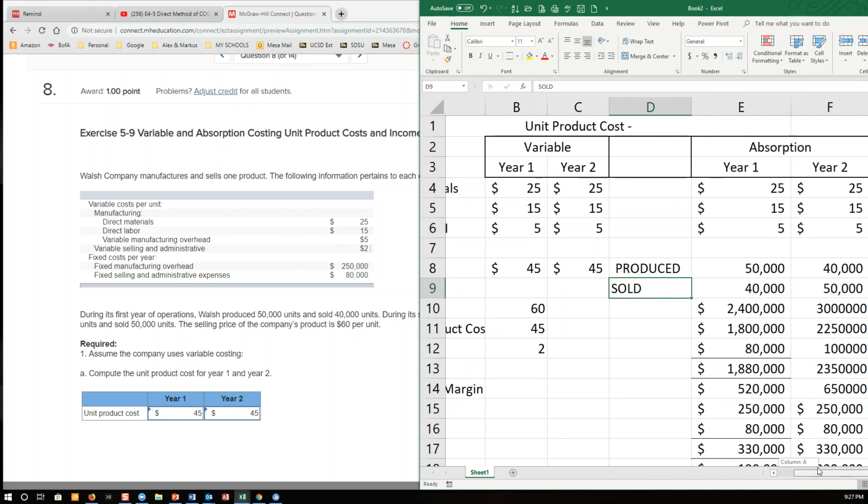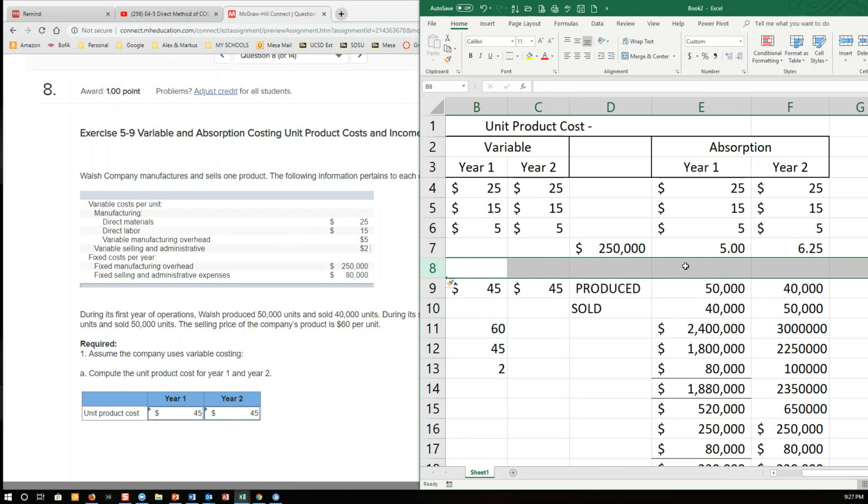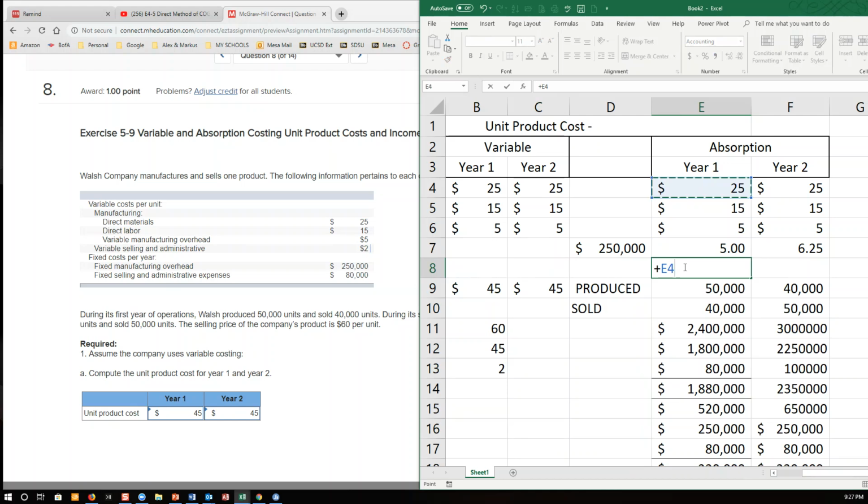So if my fixed manufacturing overhead is 250,000, I need to figure out what that is on a per unit basis. I'm going to take my 250,000 and divide it by the number of items produced. So there's my $5. Now the second year, I didn't produce 50,000, did I? I still take my fixed manufacturing overhead, but now I divide it by the 40,000 because that's how many I produced. Hopefully that makes sense. Let's do an add sum here. I've got a little easier way to do this. I'm going to do add sum and total those together, and there's $50 and it's $51.25 for the second year.